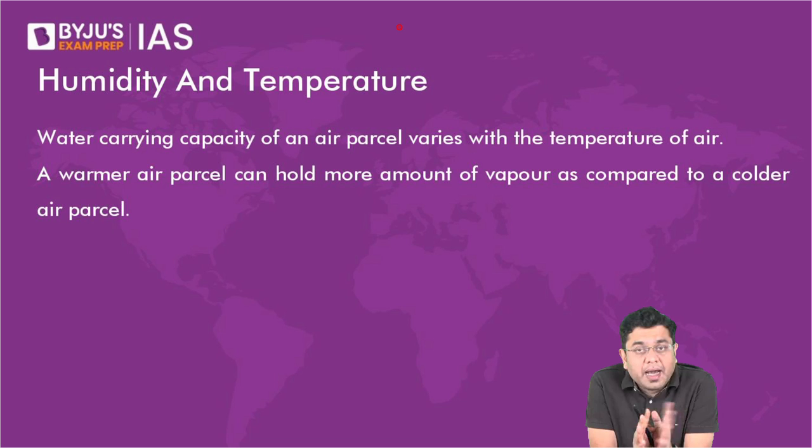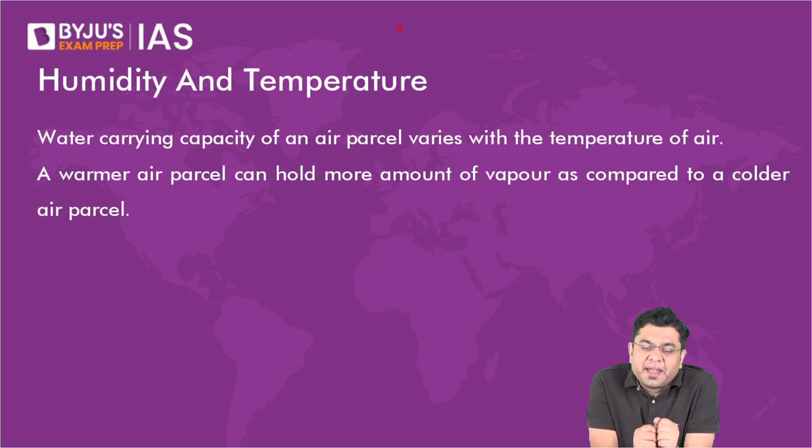After this, we moved on to the portion of humidity and precipitation, where we understood what we mean by humidity. There we observed the total carrying capacity of air. What do we mean by carrying capacity? The amount of water vapor that any air parcel can accommodate within itself, that is what we defined as the carrying capacity.